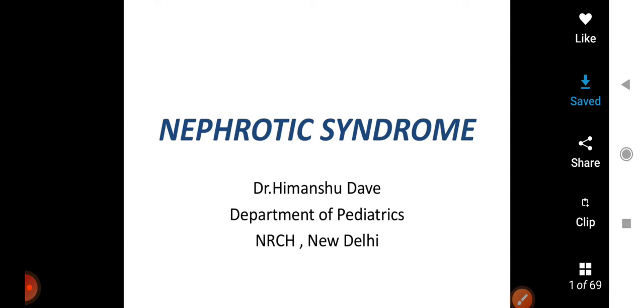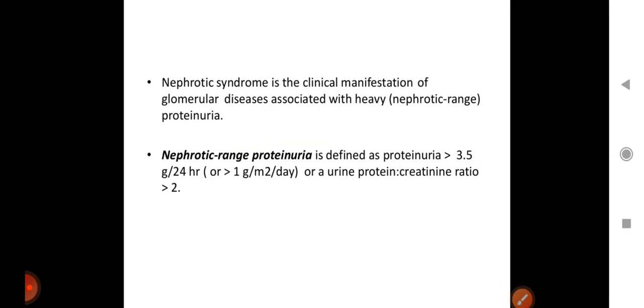Quick review without wasting much time, as you guys don't have much time for practicals now, and it's not possible for you to read nephrotic from any big textbook. So I am trying to cover most of the important part from standard textbooks. Okay. So let's move on to nephrotic.